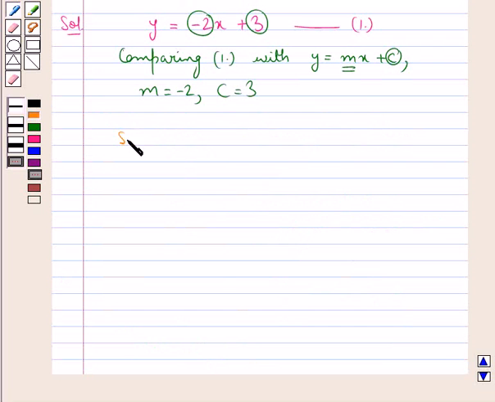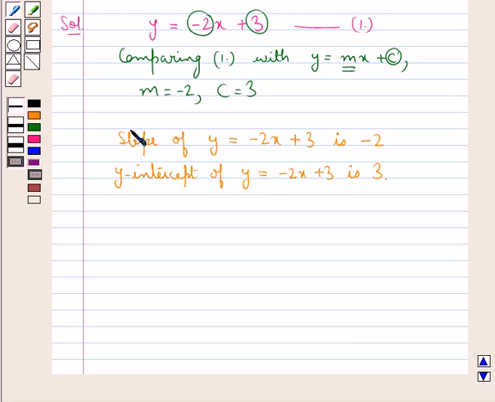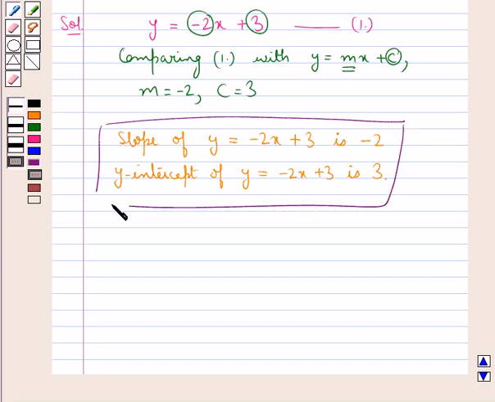So we say slope of the given equation of the line, which is y is equal to minus 2x plus 3, is minus 2, and y-intercept of the given equation of line, which is y is equal to minus 2x plus 3, is 3. So, this is the final answer.